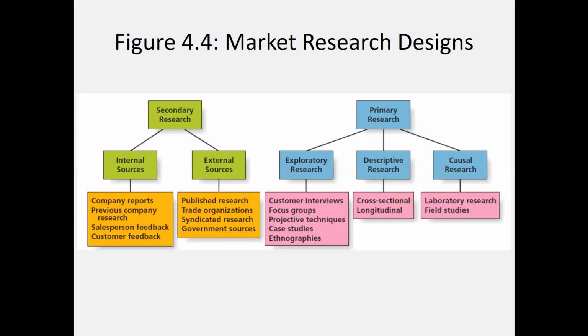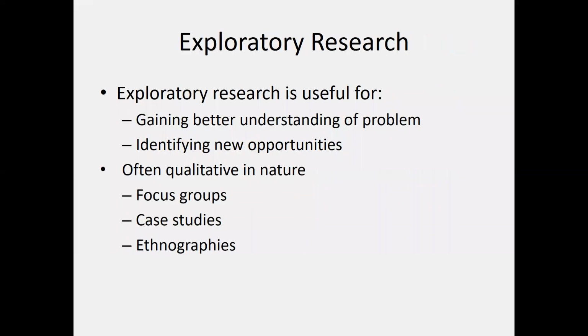Then we have our primary research. Primary research is us actually going out and talking to consumers. We have three major types: exploratory, descriptive, and causal. Exploratory research is generally used if we don't have a good grasp on what our research problem is, and we want to explore that a little more before investing more money in the other two types of research design. This is also great for identifying new opportunities with customers, and for starting to understand underlying motivations.